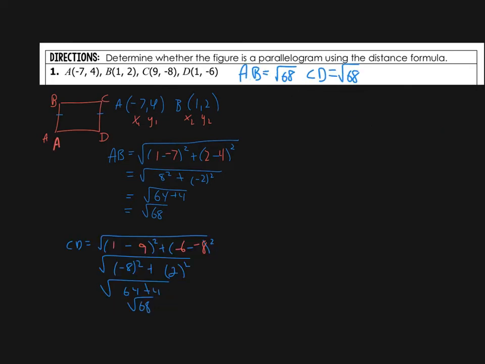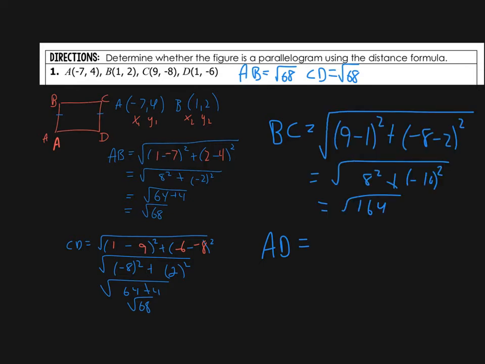Now what we need are the lengths of BC, and we also need the lengths of AD. So why don't you go ahead, press pause, and work through those and see if you can get the same answers. Press pause now. Well, so far I end up with the square root of 164 for BC. Let's see how we make out with AD. Again, I urge you to press pause and work it through on your own first. Otherwise, you're copying, you're not learning.